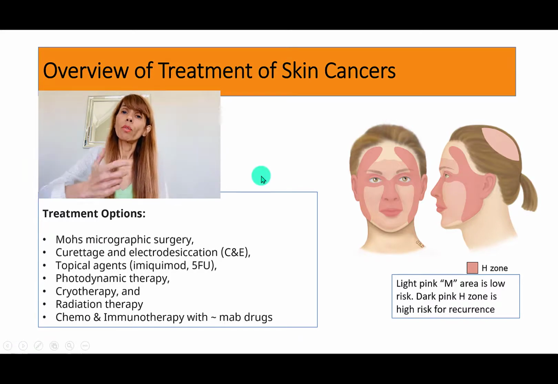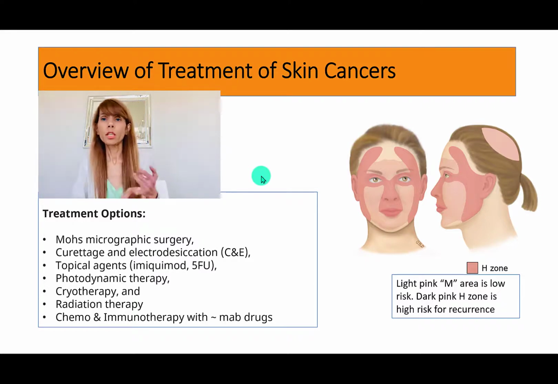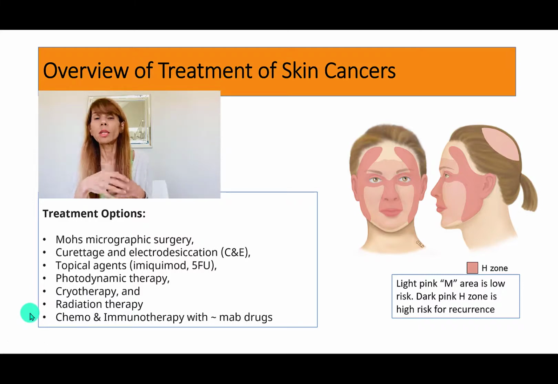So this is basically the overview of treatment of different types of skin cancers. The treatment options are going to involve surgery, and that is going to be the baseline or the hallmark of the treatment. Mohs surgery is the most common surgery. It is micrographic surgery. Then you can also do curettage and electrodesiccation. Then there are topical agents, for example 5-fluorouracil, which is used typically for actinic keratosis. Then there is photodynamic therapy, cryotherapy, radiation, and lastly chemotherapy and immunotherapy with mAb agents. Those are used more for extensive spread of the cancers. For example, if there is metastasis, then we use chemotherapy as well.